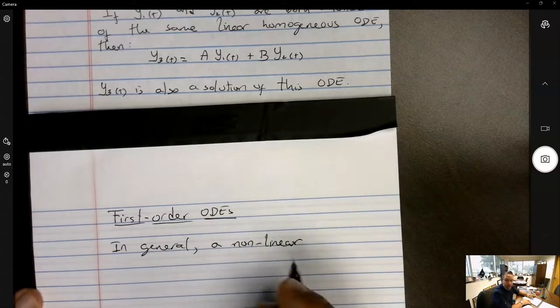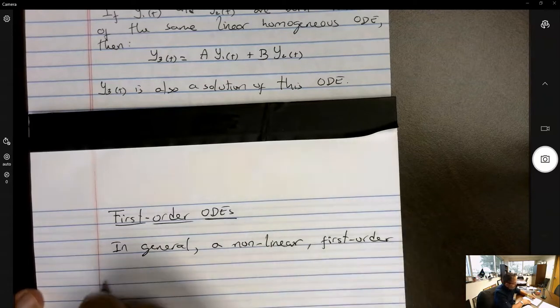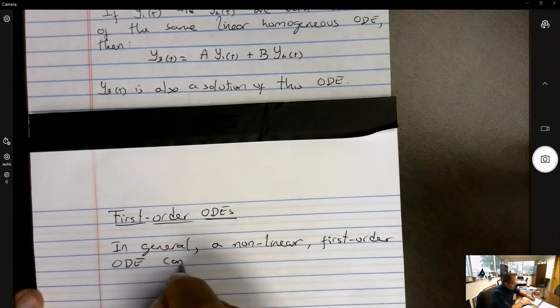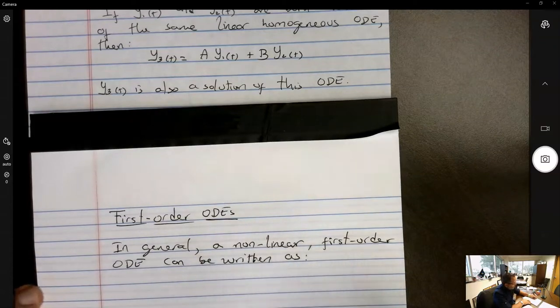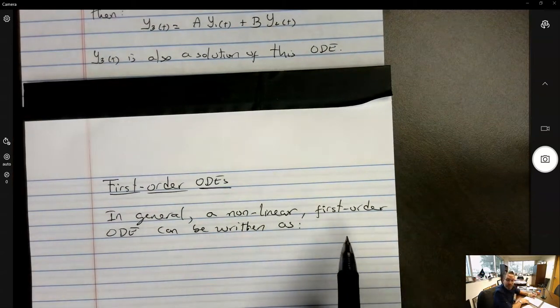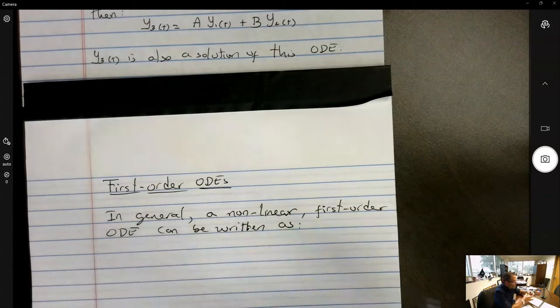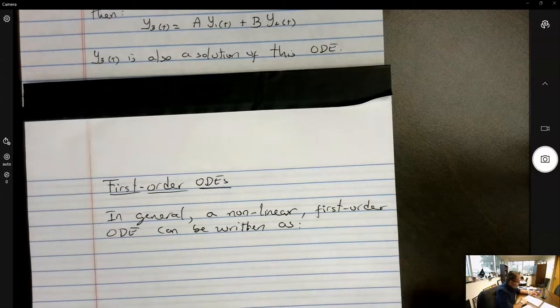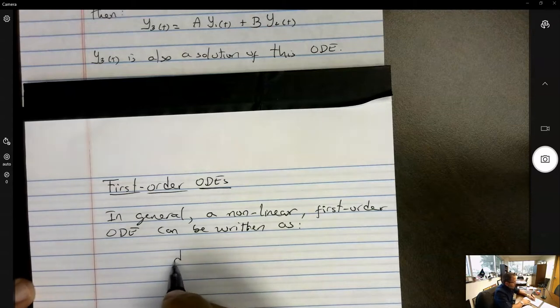In general, a nonlinear, so now we're talking about nonlinear, okay? First order ODE can be written as, so what we're going to do is write it slightly differently, because even if it's first order, the fact that it's nonlinear means that we cannot just write it in a general form, because there's an infinite number of ways that we can combine. It can be dy dt can be to the power of 3 or 5, and multiplying y, or as an argument of anything.